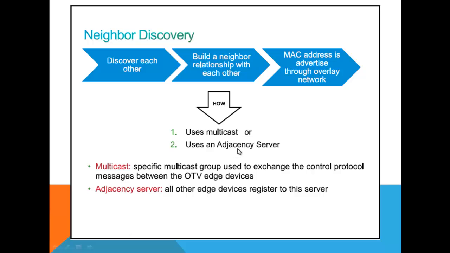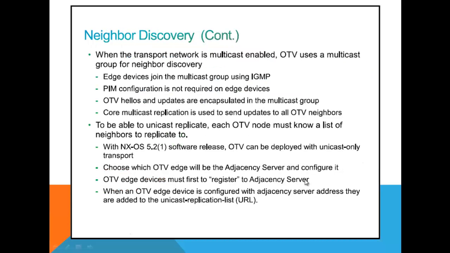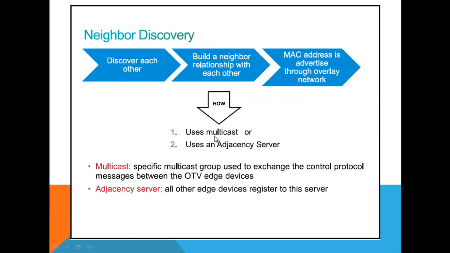You can also use an adjacency server to which all the OTV edge device will go and register. It's like a rendezvous point in multicast sparse mode, a reference point. So that's the common server where the edge device go and register. The simple solution is using multicast.